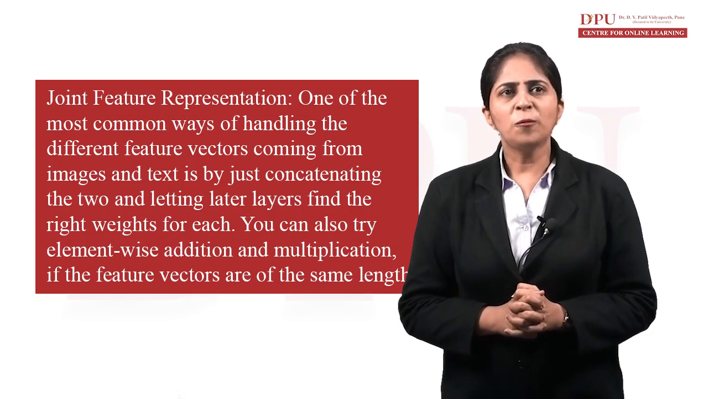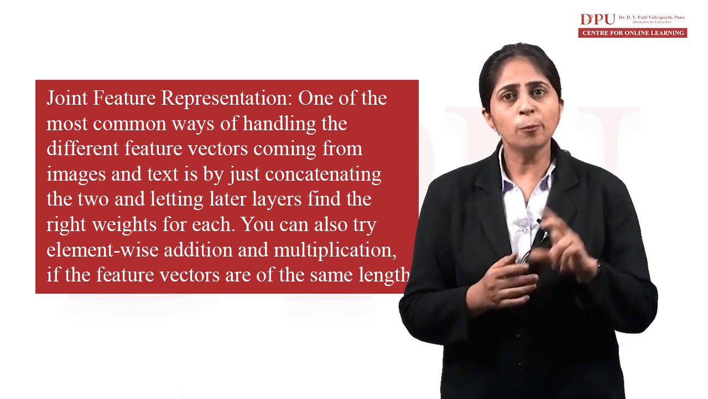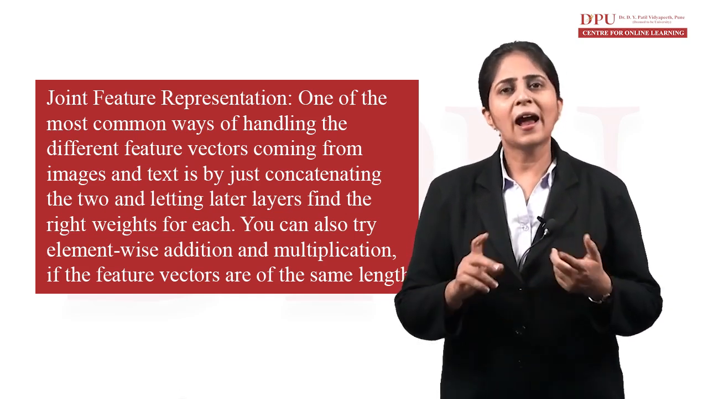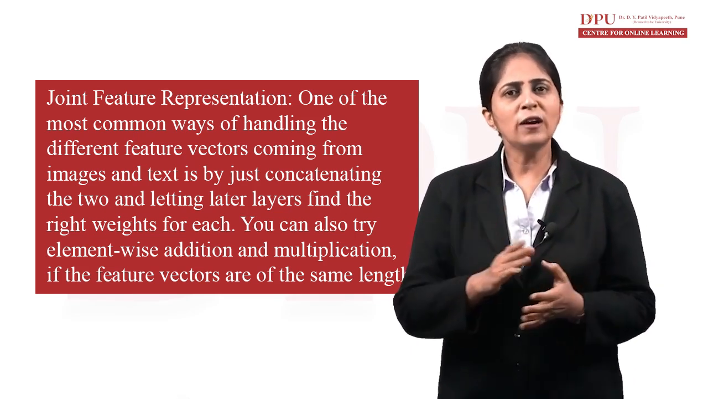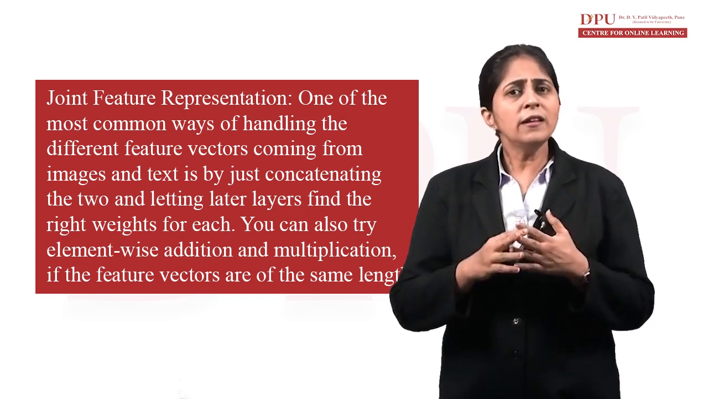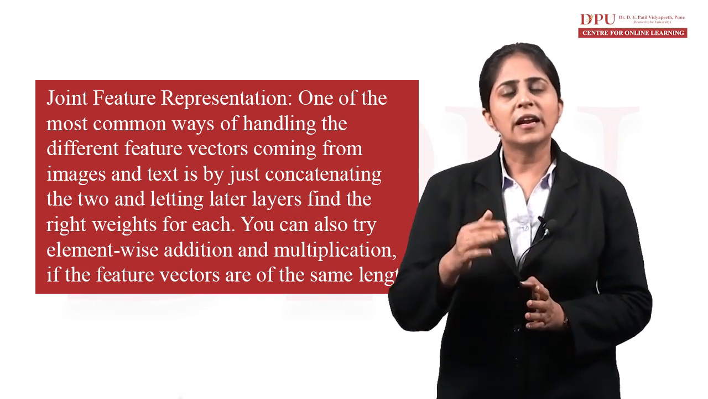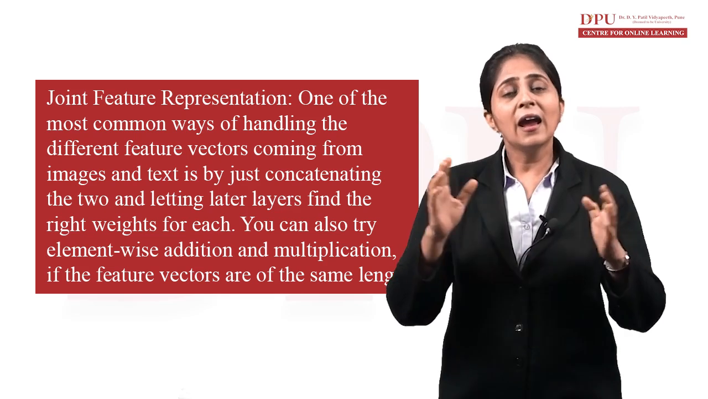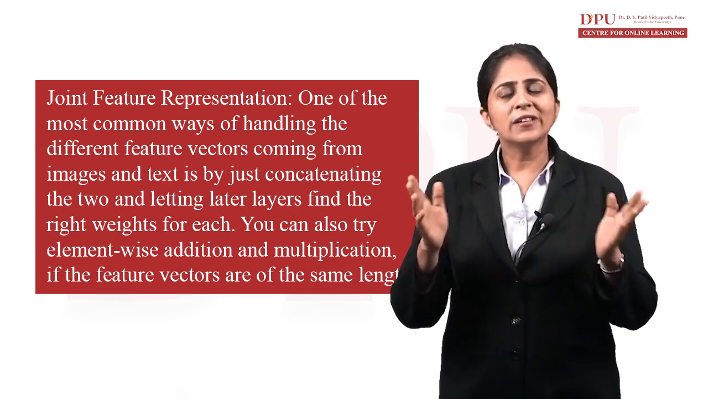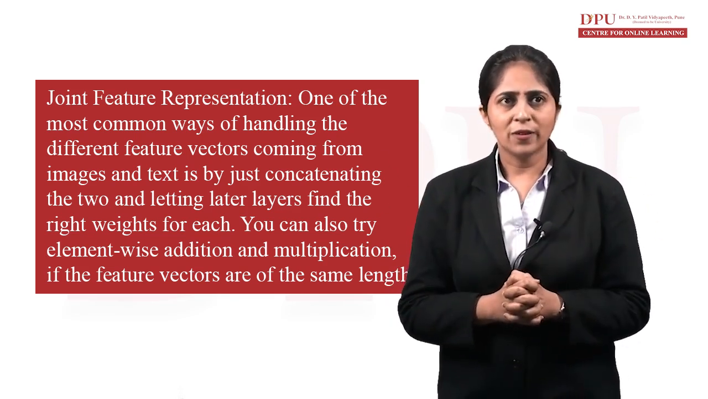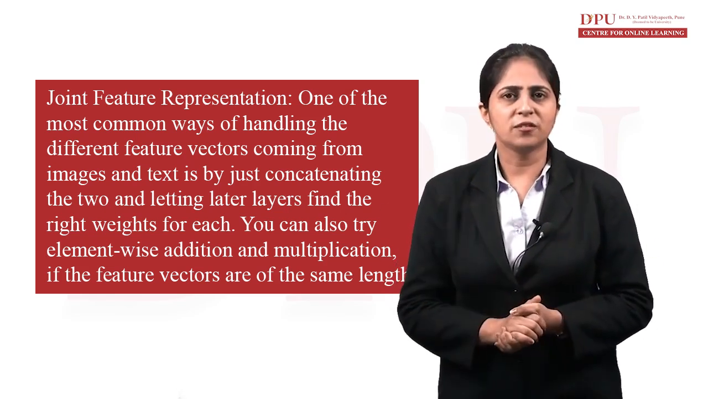Our third step will now be joint feature representation. That means we have performed two steps, image featureization and question featureization, so now we are on to the third step, which is joint feature representation. One of the common ways of handling the different feature vectors coming from the images and the text is by concatenating the two. Concatenating means combining these two and letting the later layers find the weight for each.